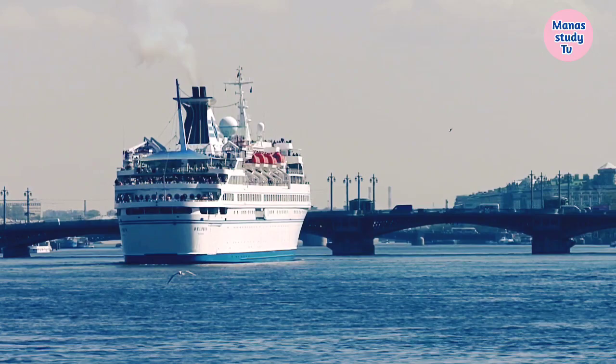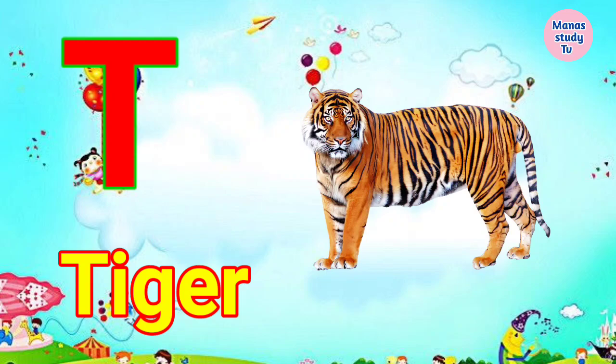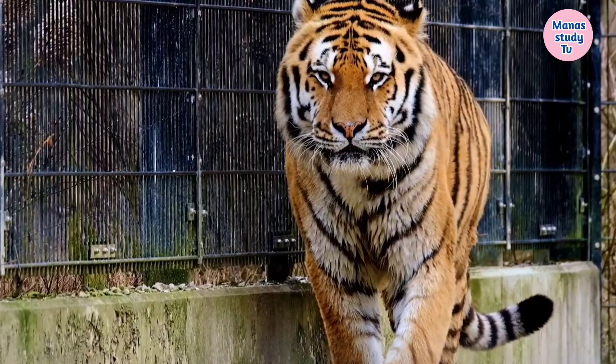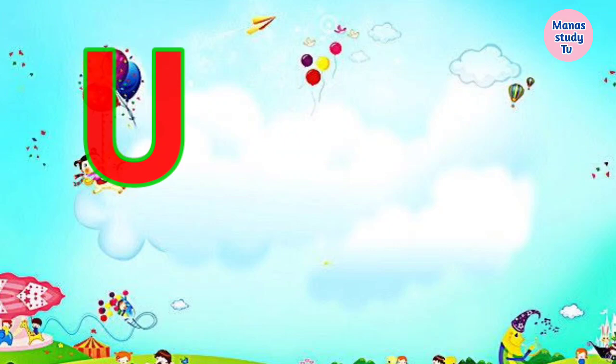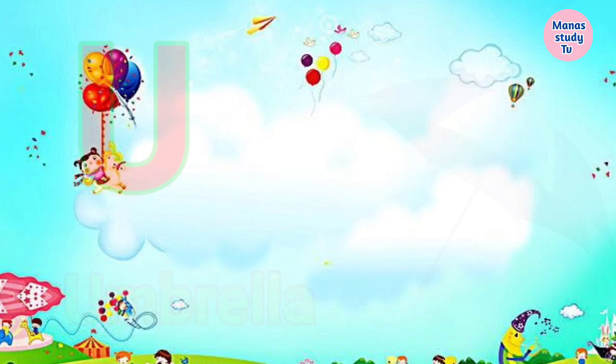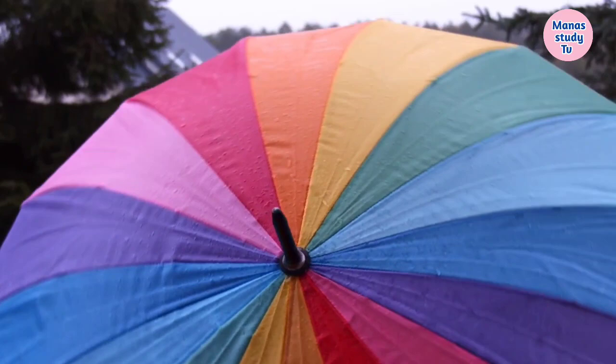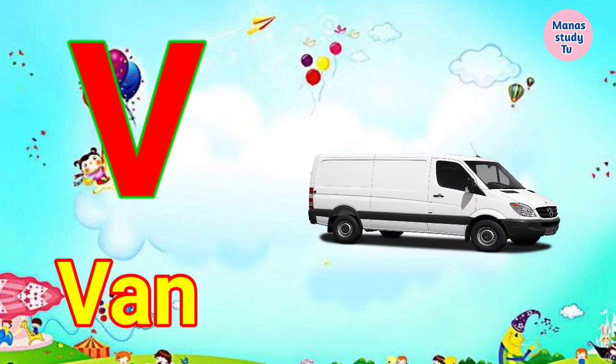T. T for tiger. Tiger means cheetah. U. U for umbrella. Umbrella means chhata. V. V for van. Van means gaadi.